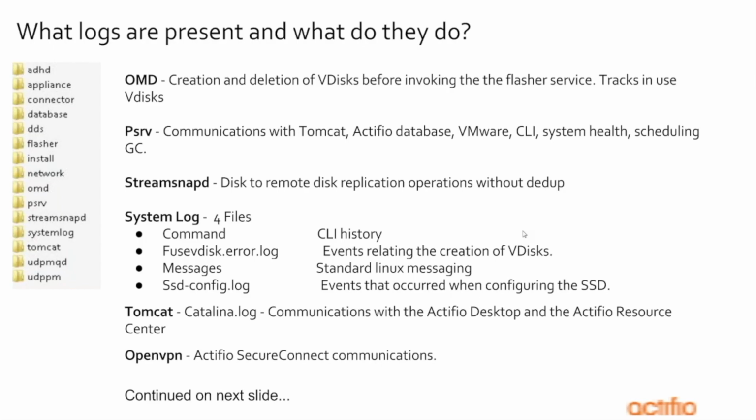Then we've got the OpenVPN logs. Now this is strictly for Secure Connect. That is the connection mechanism by which our support or services team may use to connect directly to your appliance remotely.